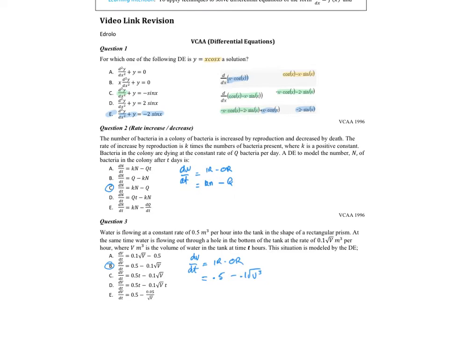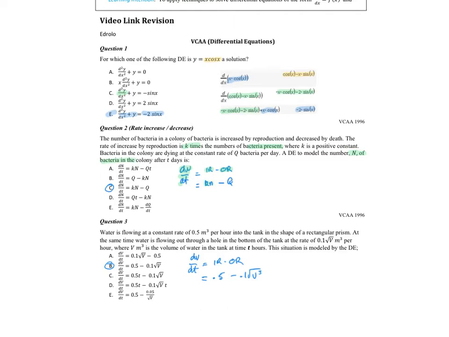So it's a rates question. The rate of increase by reproduction is K times the number of bacteria present, where K is positive. They're dying at a constant rate, so we have an increase and a decrease. So the net rate is the rate of increase minus the rate of decrease, or the output rate. What's the rate of increase? It's K times the number of bacteria present, so Kn, where n is the number of bacteria present.